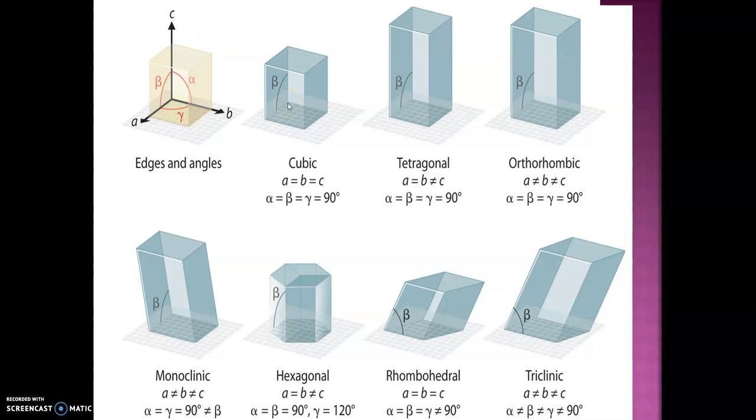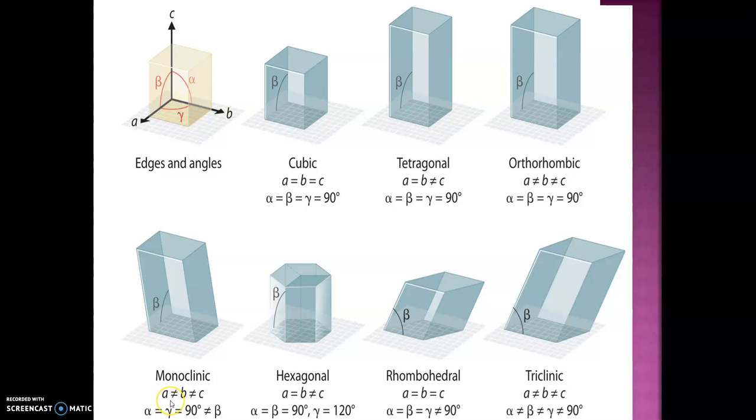So based on these edges and angles, we can classify it further. Cubic: if A, B, C, that are our edges, are equal and the angles are 90 degrees, then we call it cubic. Tetragonal: we know the shape, it is simple like a box. In tetragonal, two edges are equal and one edge is not equal. A equal to B not equal to C, and the angles are equal to 90 degrees. Then it is tetragonal. Orthorhombic: three edges are not equal but the angles are equal to 90 degrees. Then it is orthorhombic.